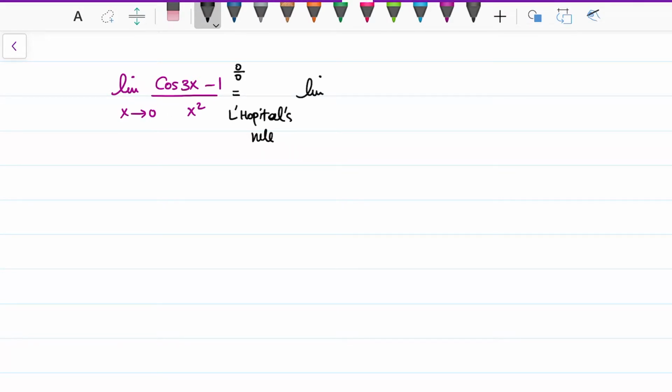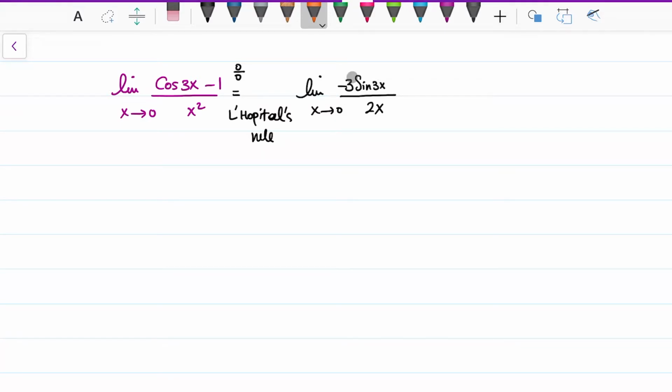The limit is equal to the limit as x goes to 0 of a fraction. On the numerator, I need to put derivative. So what is derivative of cosine of 3x? Is 3 sine of 3x. And since I have a cosine, I get a negative in here. And then derivative of negative 1 is basically 0. What is the derivative of the denominator? Is 2x. Good. Now, let me plug in 0 again into my function.